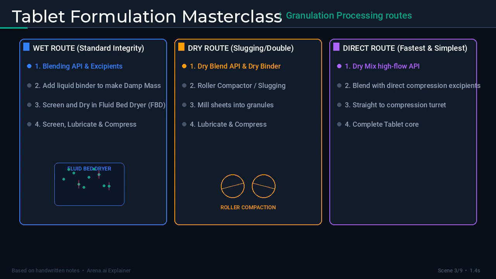Next are the manufacturing granulation methods. Wet granulation uses liquid binders to form a damp mass which is then dried in a fluid bed dryer. Dry granulation utilizes roller compactors to squeeze dry powder into slugs which are milled into granules. Direct compression directly mixes and compresses highly flowable materials without wetting.